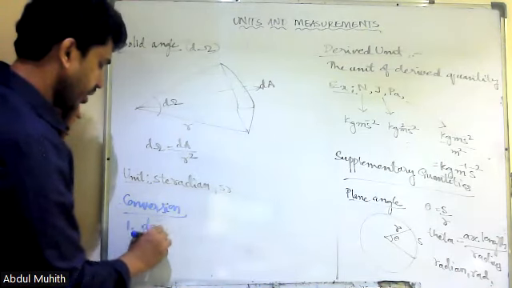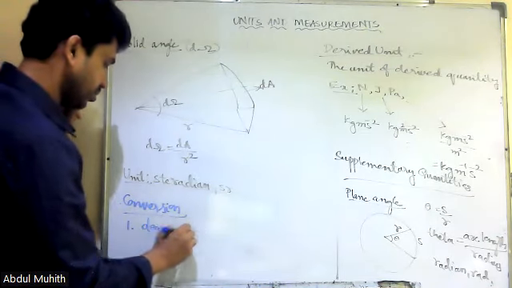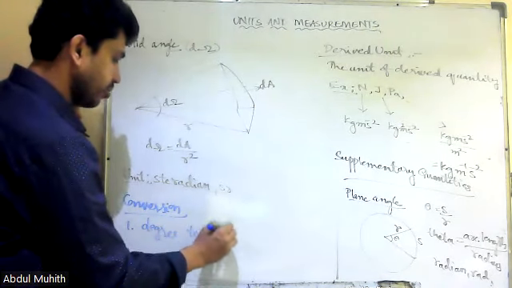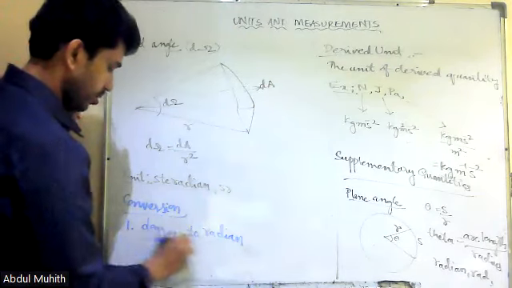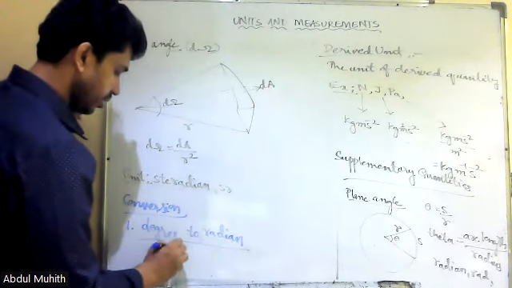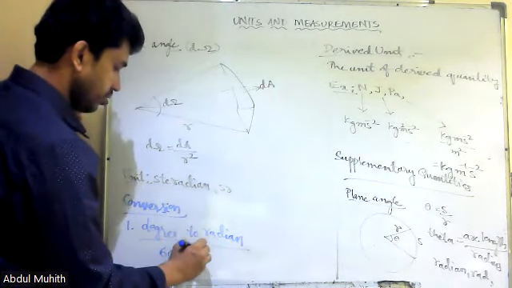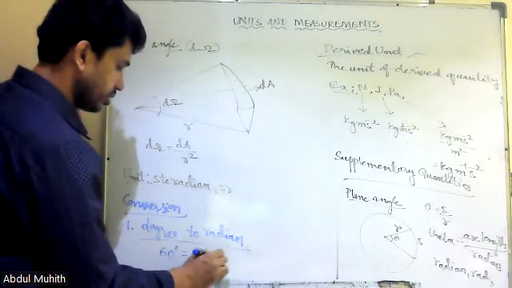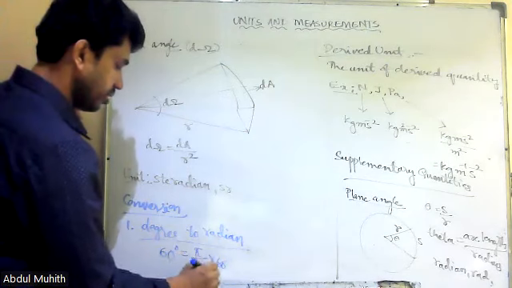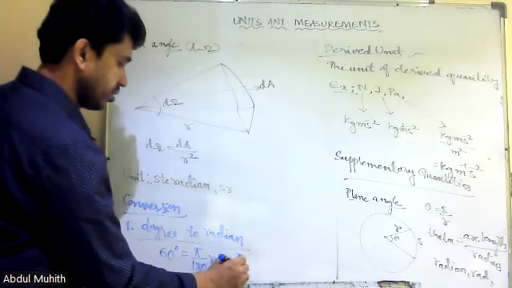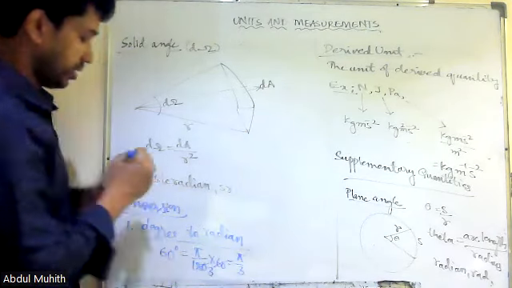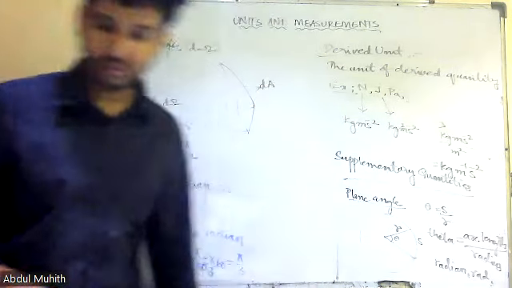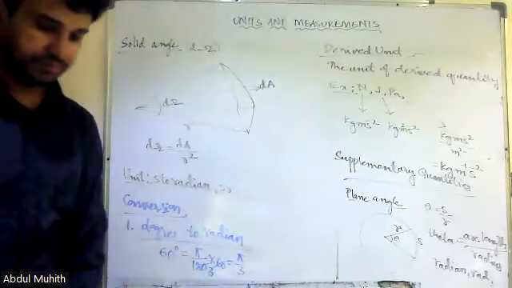Conversion. So here the first one we have is degrees to radians. Suppose it is 60 degrees, how will we convert? You have to multiply pi by 180 into 60. So that will become 3. The answer is pi by 3. Okay.